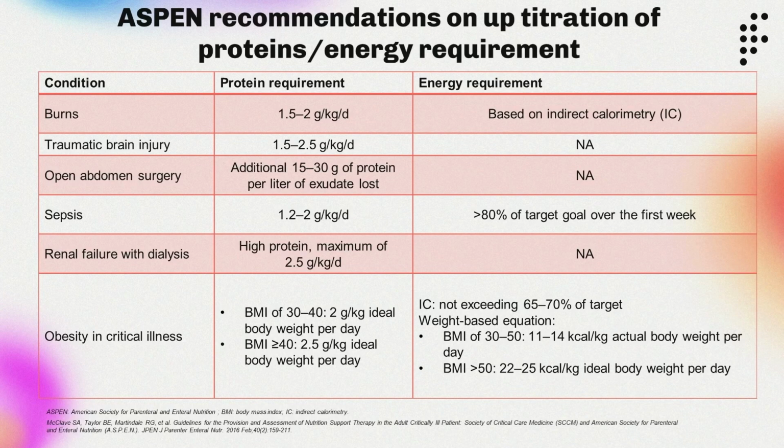In renal failure with dialysis, high protein is required, maximum 2.5 gram per kilogram per day, and no data available for energy requirement. In obesity with critical illness, BMI of 30 to 40, protein requirement is 2 gram per kilogram ideal body weight per day. BMI of 40 or more, 2.5 gram per kilogram ideal body weight per day. For energy requirement, by indirect calorimetry, not exceeding 65 to 70% of the target weight-based equation; BMI of 30 to 50, 11 to 14 kilocalorie per kilogram of actual body weight per day, and if BMI is more than 50, 22 to 25 kilocalorie per kilogram of ideal body weight per day is required.